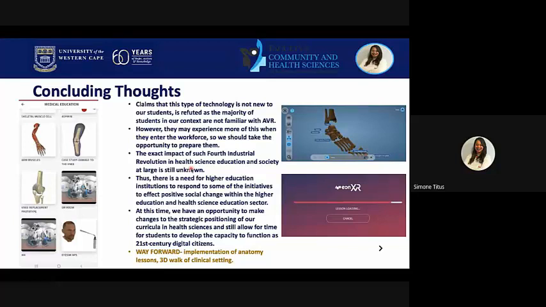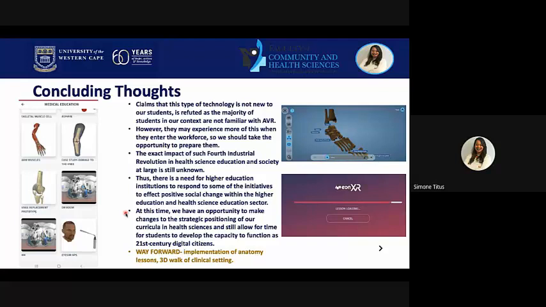So we should take this opportunity to prepare them, because the exact impact of the fourth industrial revolution in health science education in South Africa and society at large is still unknown. And thus there's a need for us in higher education institutions to respond to some of the initiatives that might affect social change in the health science sector.